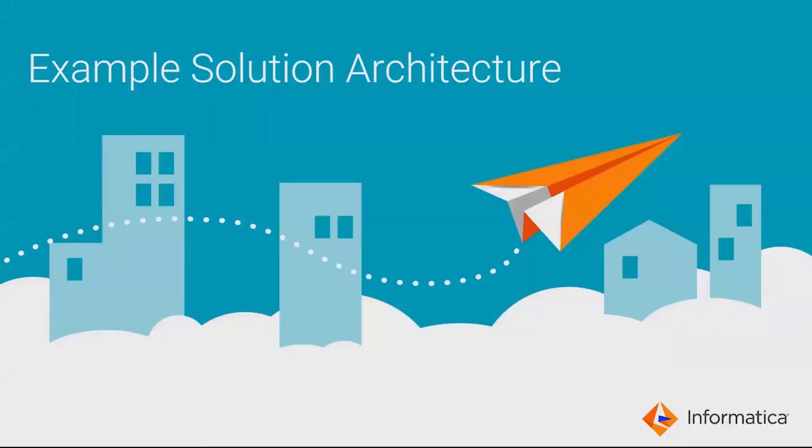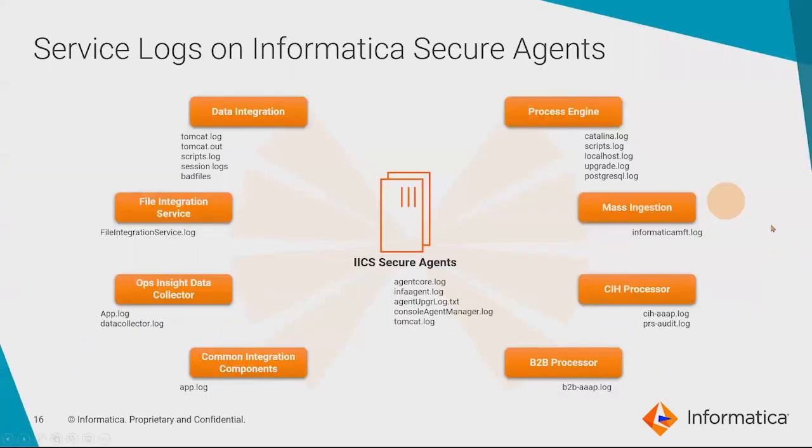So now let's take a look at an example of a solution architecture we could use to feed data to these enterprise logging solutions. First, when we look at an IICS secure agent, you can see that each service generates its own logs, as well as the agent itself generating several logs. All of these logs are useful, but they're in many different locations, depending on which services each secure agent is running. So for example, on a typical secure agent, you might have the agent core log for startup and shutdown. You may have the Tomcat log to check connector status and so on. But you may also want to have a look at the data integration services and the session logs, taskflow logs, bad files, anything that comes from that.